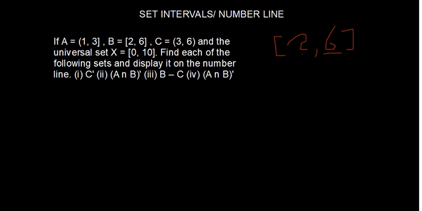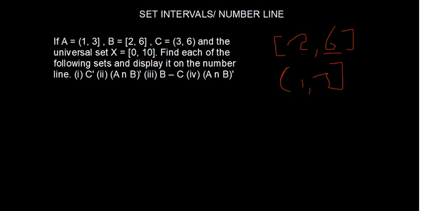Then the opposite is true. Looking at A, which is a curved one, (1, 3], looking at this, 1 is not actually part of A. That's what you should know under set intervals. Then the other one, 3, is actually part of it.